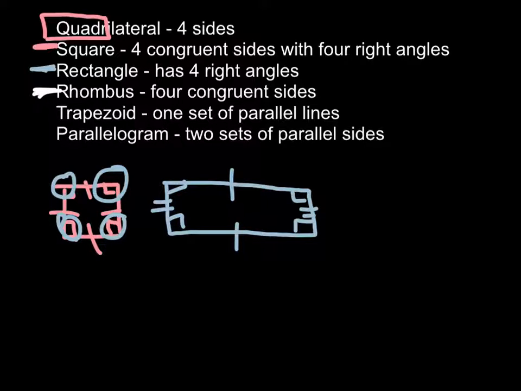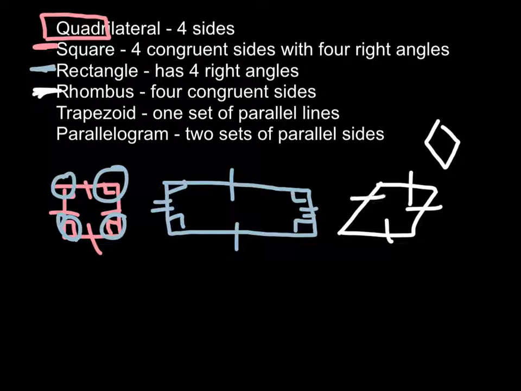A rhombus has four congruent sides. So a lot of times you'll see a rhombus that kind of looks like this. Sometimes it might look like a diamond. But all the sides are the same exact length, which means that a square is also a rhombus, because you see they all have the same congruent sides.